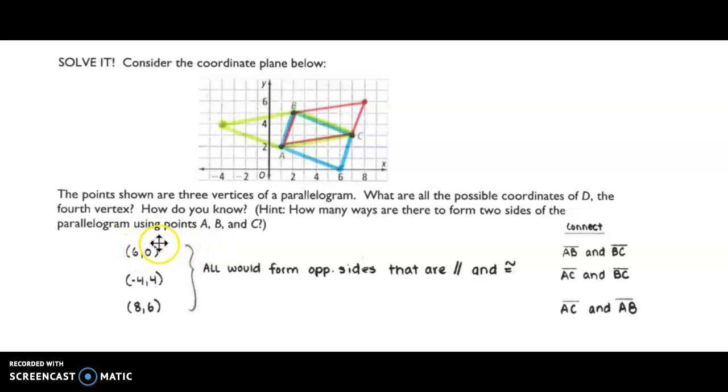All right, 6 comma 0 is the blue parallelogram here, if you try to ignore the yellow and the red. Negative 4, 4 is, if this were D, right here where I'm highlighting, D, B, C, A makes this parallelogram. And then here in red, 8, 6, you have D, C, A, B up here. This red parallelogram, because as it says here, all of these would form opposite sides that are parallel and congruent, all right?